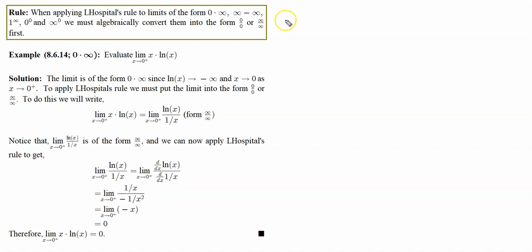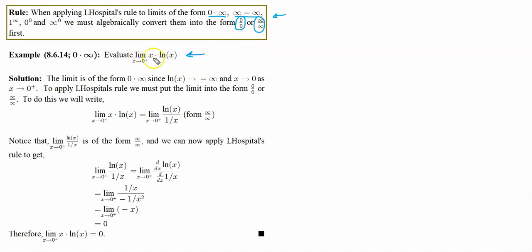Now let's take a look at a few more examples, but before we do that, we need this rule. So this rule states that when you're applying L'Hopital's rule to limits of the form 0 times infinity, infinity minus infinity, 1 to the infinity, 0 to the 0, or infinity to the 0, then you must algebraically convert them into a limit of the form 0 over 0, or infinity over infinity first, and then you can apply L'Hopital's rule. Now let's take a look at this example.